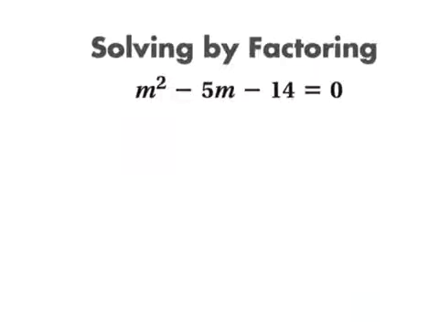So let's look at some that aren't already factored for us. The first one we're going to look at is m squared minus 5m minus 14 equals 0. So my very first step today is to factor.